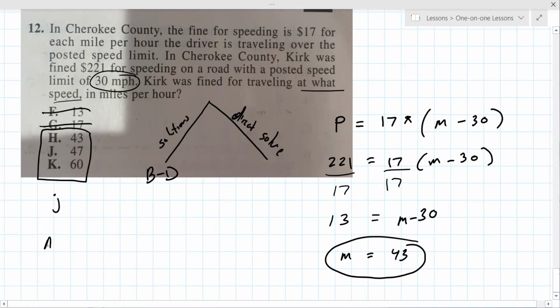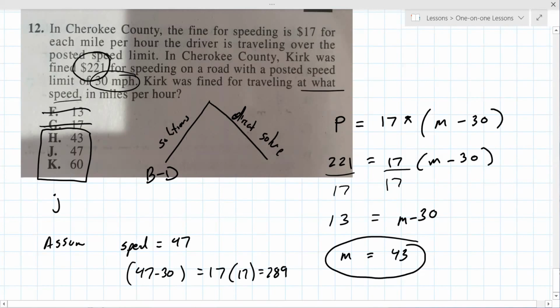So you would say, okay, assume the speed equals 47. 47 minus 30 is equal to 17. 17 times 17 is 289. How does that compare to this number? Is it too high or too low? It's too high. So therefore he must have been traveling at a lower speed. Oh, okay. If the fine was whatever 350, you would know that this was not big enough. Yeah. Okay.